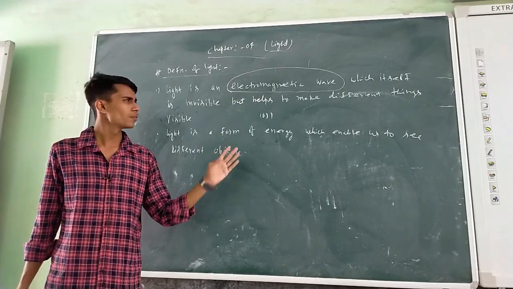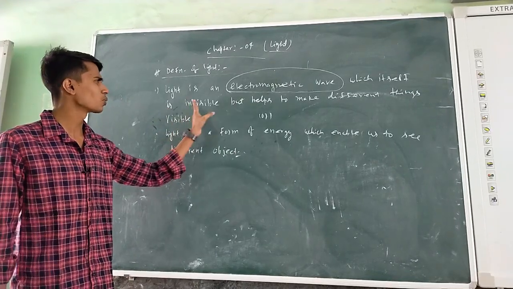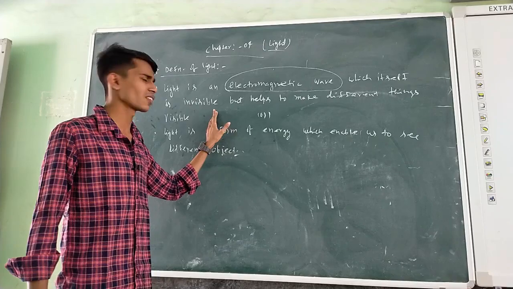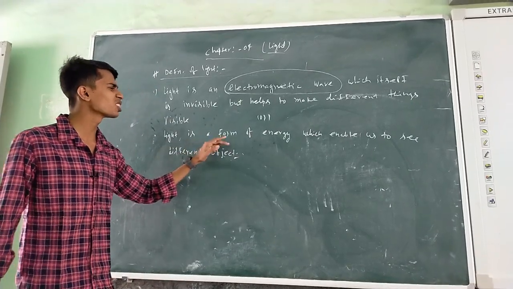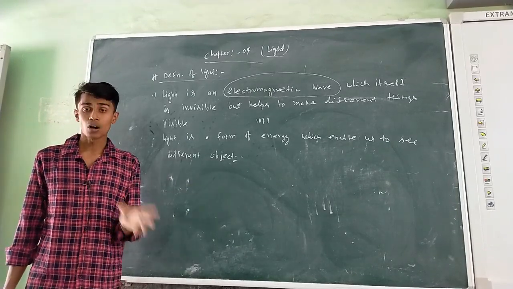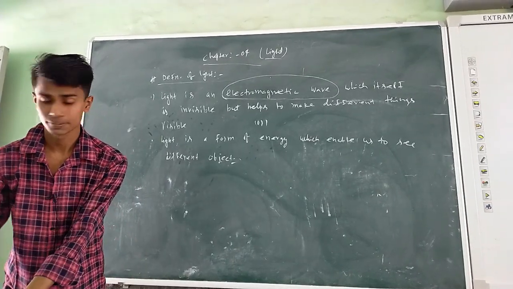You can use any two definitions. You can say that light is an electromagnetic wave which itself is invisible, but it helps to make different things visible. At the same time, light can be considered as a form of energy which enables us to see different objects. Any doubts? Now we will study the properties of light.